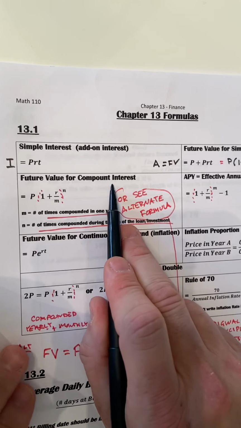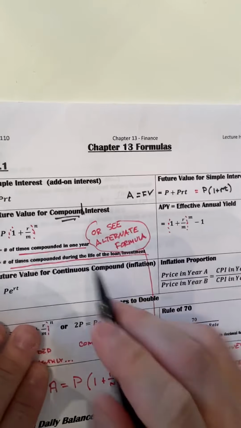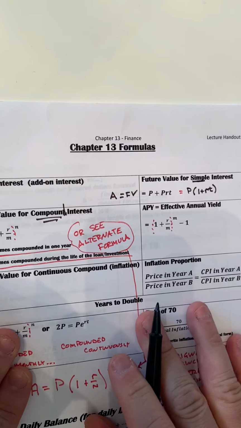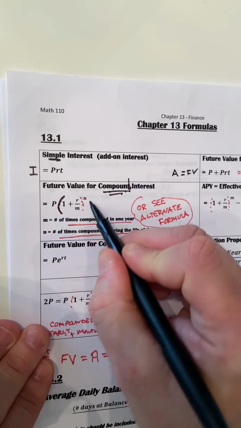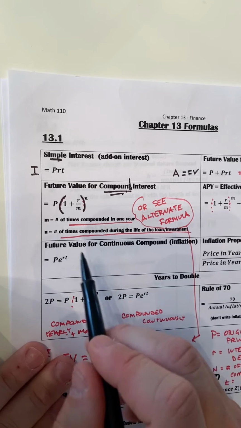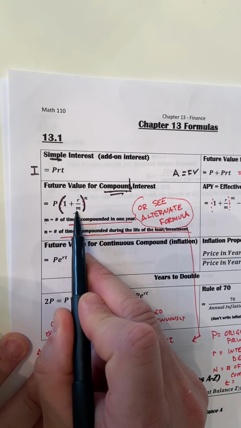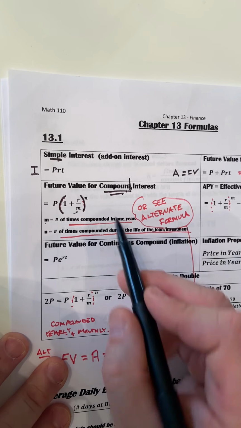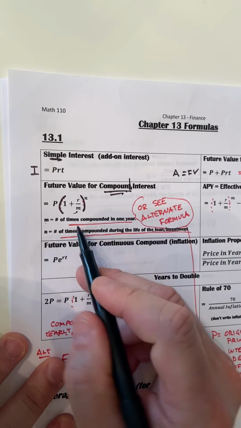The future value for compound interest: notice that the first two formulas are talking about simple interest. But when the word compounded is used, we use this formula. Some of these parentheses were missing, so make sure you add those parentheses on your formula sheet. This one, M, is the number of times compounded in a year. And the number of times compounded during the lifetime of this account, they use N. That's what this textbook uses.